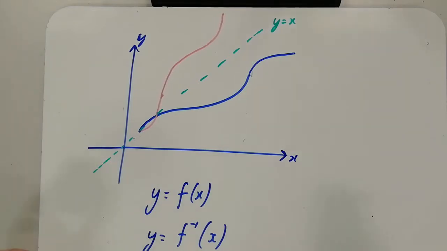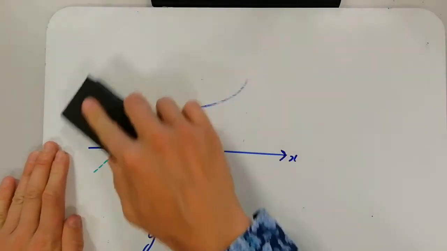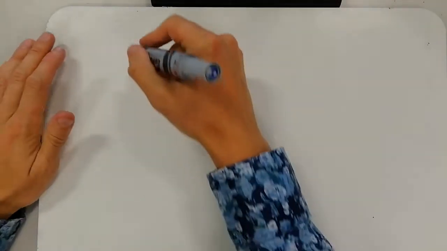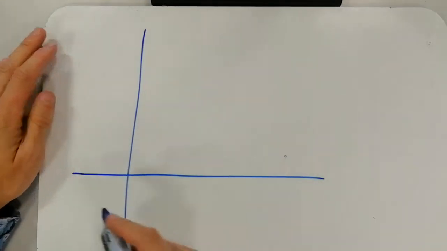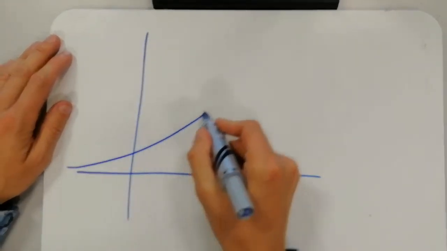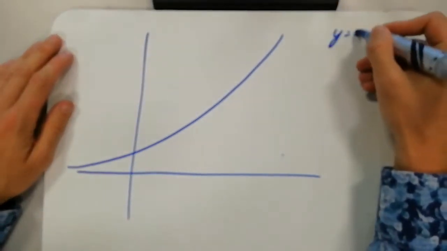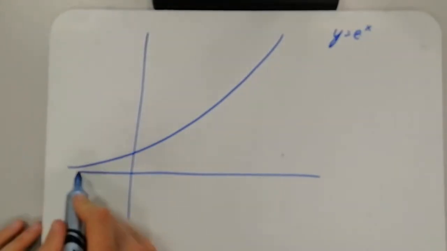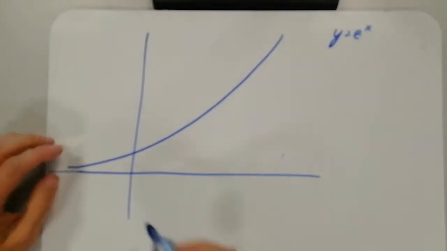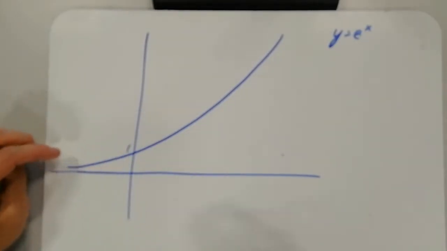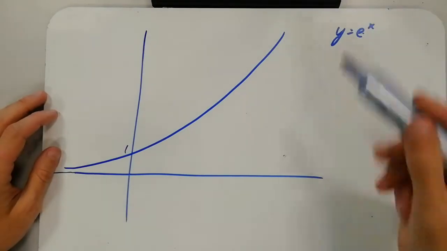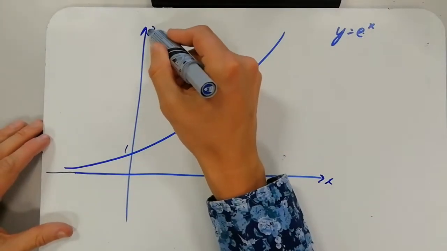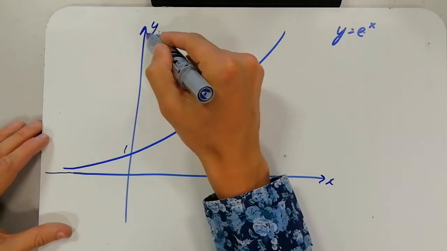So let's have a look at a few standard functions and see their inverses. First of all, look at some graphs that you should probably know. So we'll start off with y equals e to the x, or any number to the power of x, any exponential. So we know it has a y-intercept of 1, goes off to infinity in one direction, and has an asymptote at y equals 0.